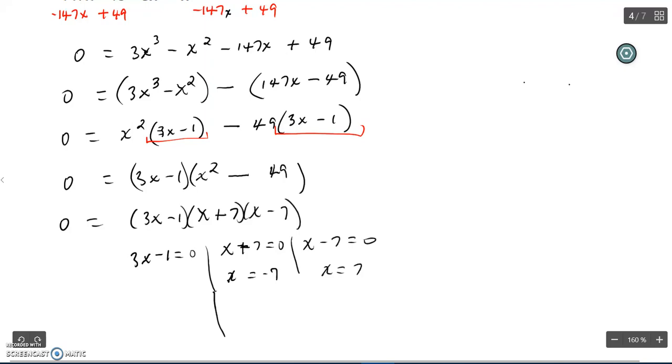And this isn't much more difficult. We add 1 to both sides. We get 3x is equal to 1. Divide both sides by 3. We get x is equal to 1/3. So there are 3 solutions here for this equation.